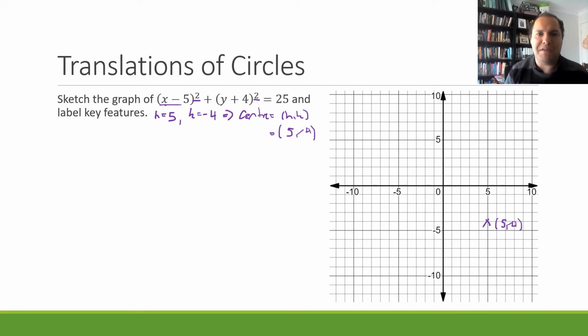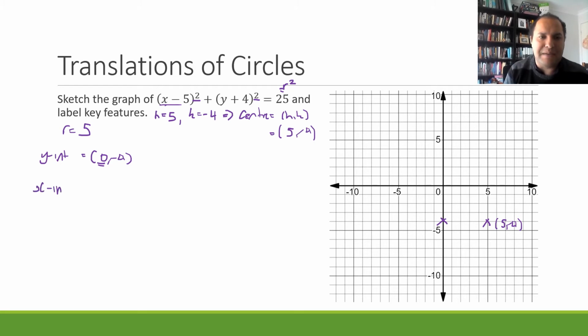Now we just need to work out our intercepts. Before we do that, let's state the radius. Our radius squared equals 25 in our formula, so the radius must be 5. Our y-intercept is actually just going to be 5 units to the left of our center. If we've got x equals 5, 5 units to the left is over here. So our y-intercept is just the coordinates (0, -4). We could have also found our y-intercept by subbing in x equals 0 and rearranging.